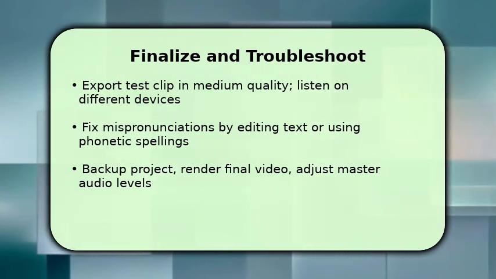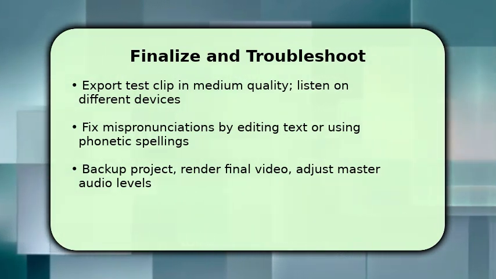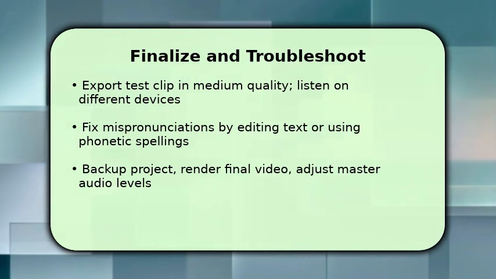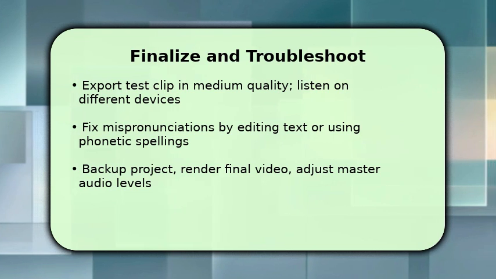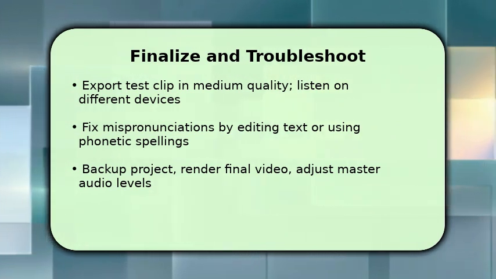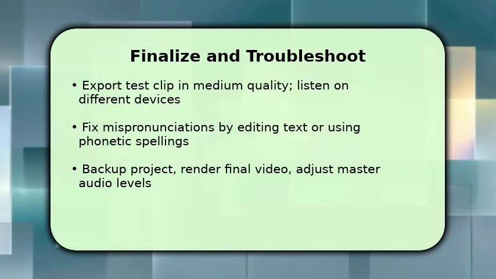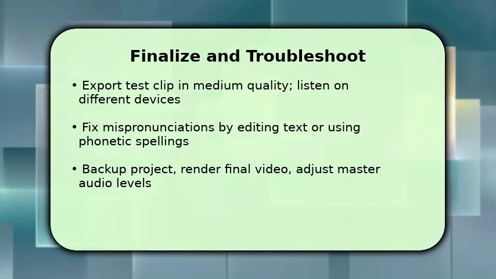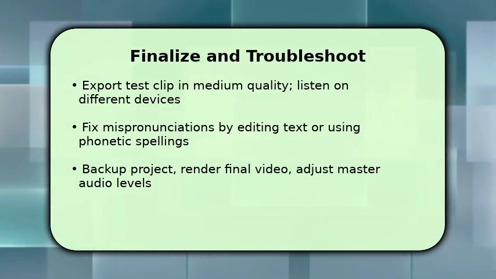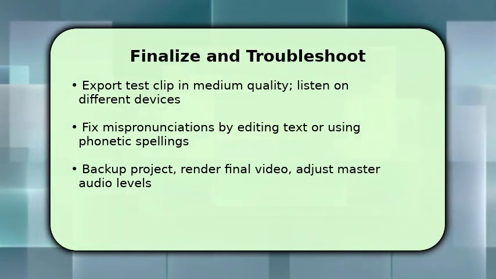If the TTS mispronounces a word, edit the source text using phonetic spelling or add spacing to force pauses, then regenerate only that segment. Make sure background music is ducked under speech and master levels aren't clipping. Once satisfied, back up the project and render the full video. If voice stutters, reapply the TTS to a fresh text layer to resolve glitches quickly.